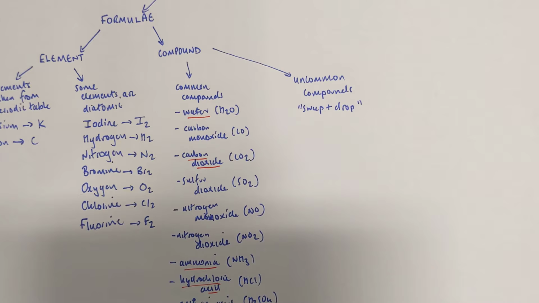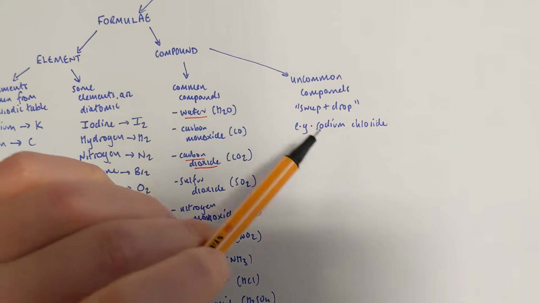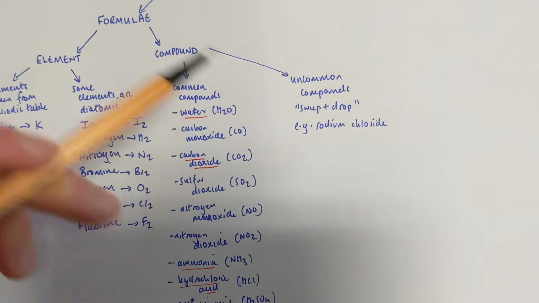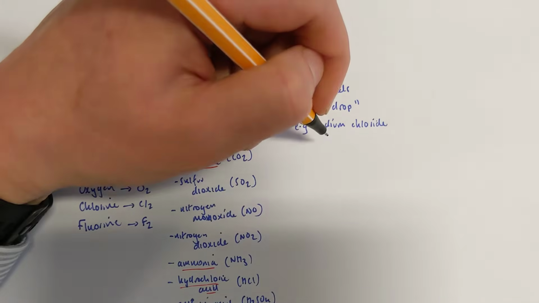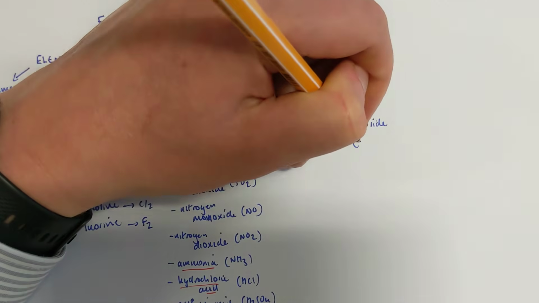Now it's easiest to see how we use the swap and drop if we look at a few examples. So for example, if I was given the compound sodium chloride, I might have to work out the formula of sodium chloride. So here are my steps. I look at the 2 elements within the compound. Sodium is an element and chloride is from an element, chlorine, and I write down their symbols. Looking up the periodic table, sodium's symbol is Na, and chlorine's symbol is Cl.